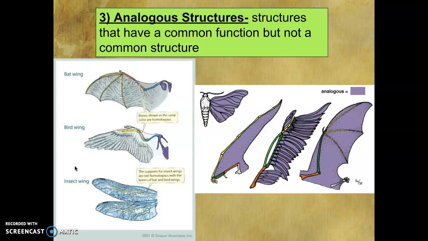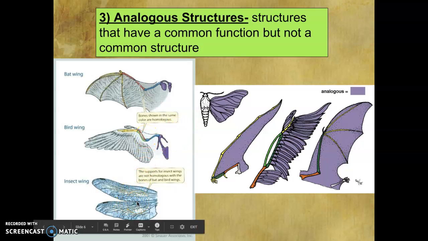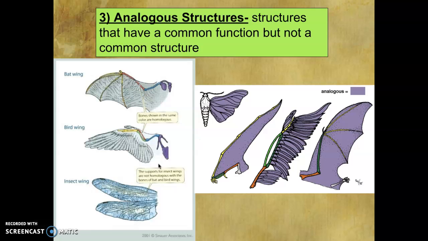So all of these organisms use these structures for the same function. They use them to fly, but they are not made out of the same material, the same components. If we look at the bat wing, again, bats have bones, birds have bones, but insects don't have bones. So these guys are different, evolutionarily speaking. They don't have a common ancestor. They just all happen to fly, which is not the same thing.